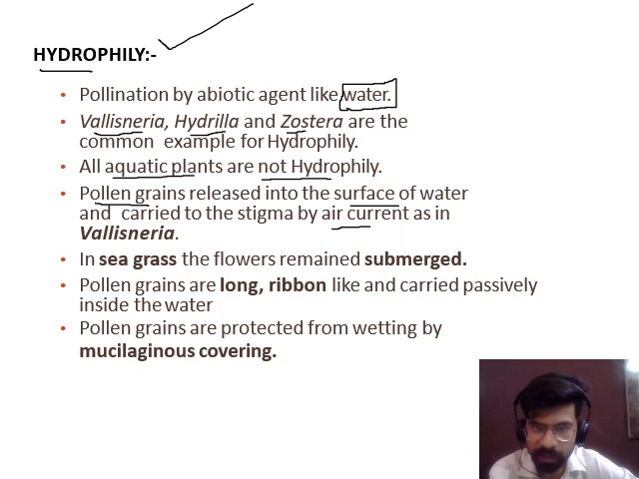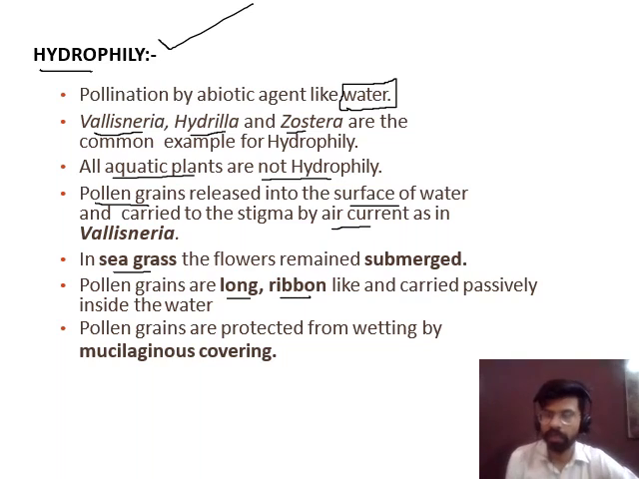Whereas when the plant is completely submerged, means the plant is present deep inside the water, water is the exclusive mode, means only water transfers the pollen grain. Now, what are the features of pollen grain? Pollen grain should be long. Pollen grain should be ribbon-like. If the pollen grain is long in size, a thread-like structure, the water can easily transfer it, and the resistance will be very less.